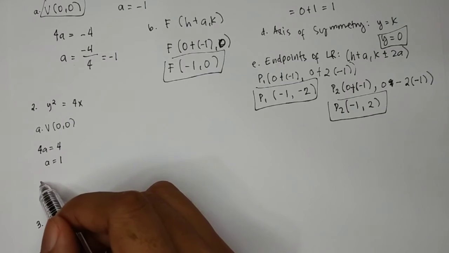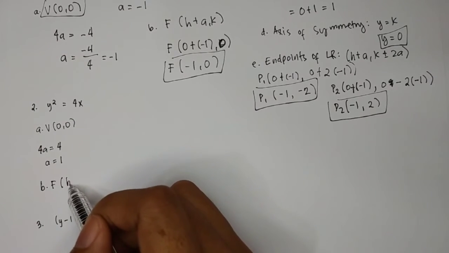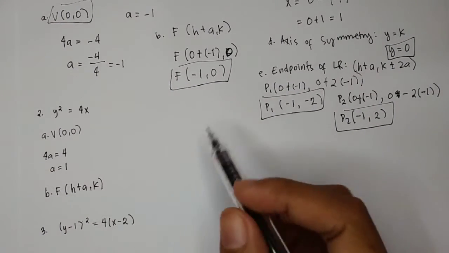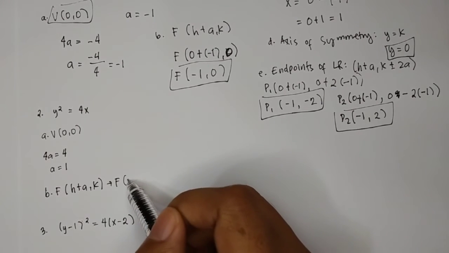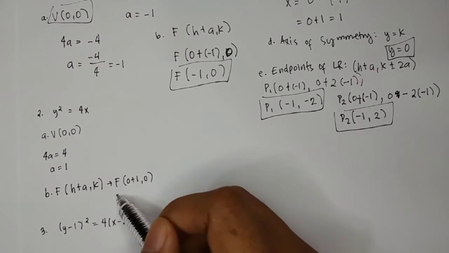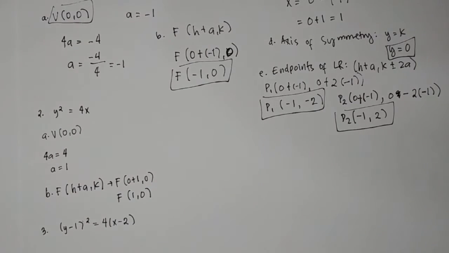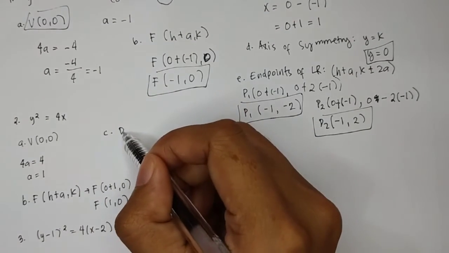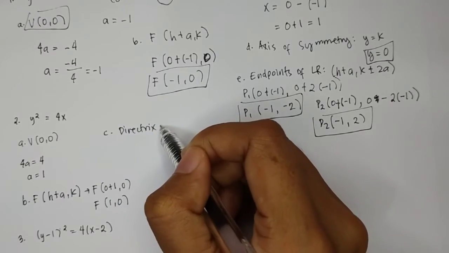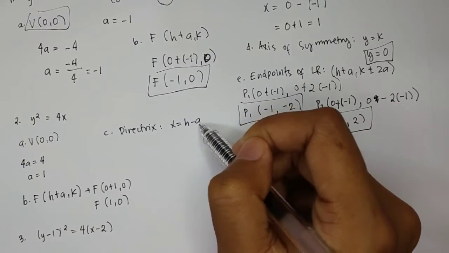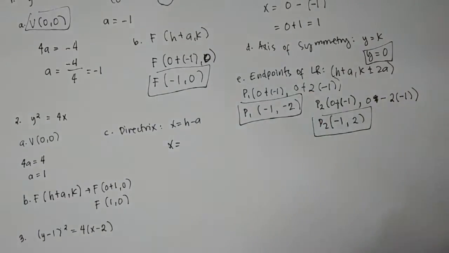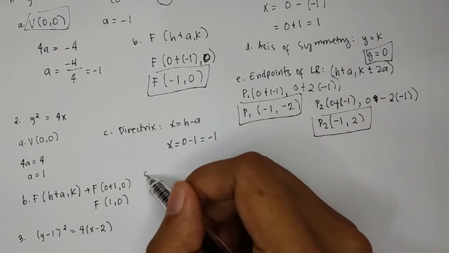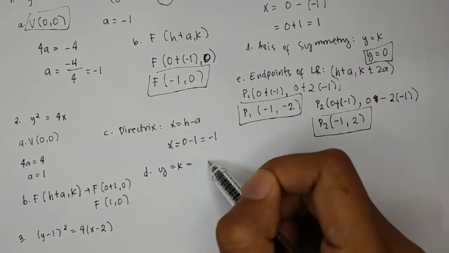So, ano yung magiging focus natin? Focus natin is f, that is h, plus a, comma, k. So, yung magiging focus natin now will be f is 0 plus 1, comma 0. So, this is f is 1, 0. Then, we have here now our directrix. We have x equals to h minus a. So, x is equals to, ano yung h natin? 0 minus 1. So, yung x natin is negative 1. Ano yung axis of symmetry natin? Y is equal to k. So, this is equal to 0.